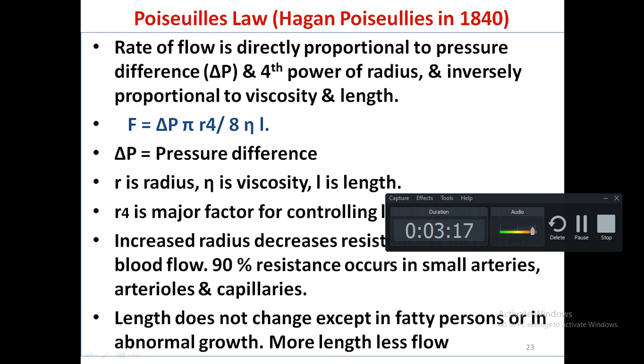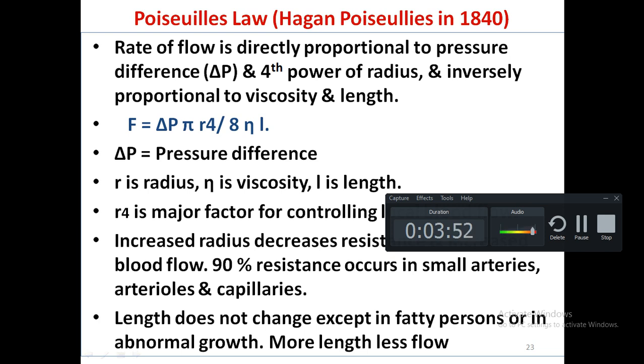Now another scientist in 1840 by the name of Poiseuille, who was a French scientist, devised another formula which is known as Poiseuille's equation, also called the Hagen-Poiseuille's equation, because Hagen, who was German, was also working on the same qualities of blood flow, and he put forward the same formula. So afterward it was called the Hagen-Poiseuille's equation.